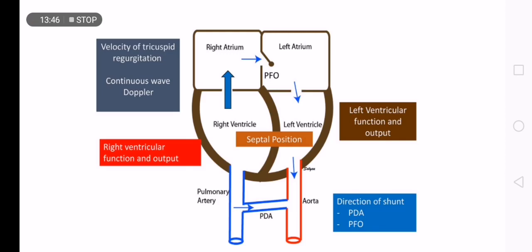Also, the pulmonary artery pressure is elevated, so the shunting across the PDA is right to left shunting, and then the descending aorta also has deoxygenated blood, so there is differential cyanosis in the upper and lower limbs. Upper limbs have slightly higher saturation than the lower limbs.